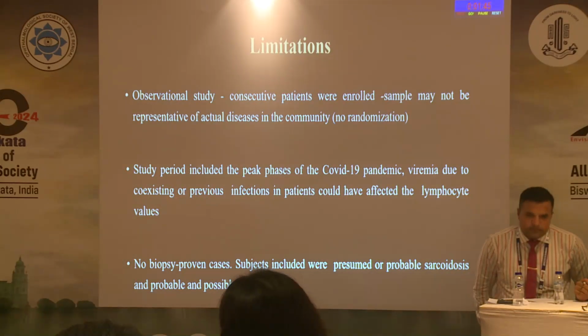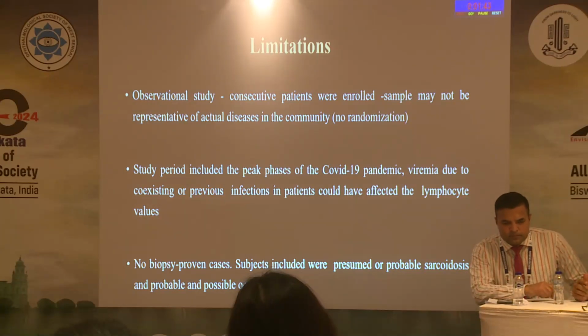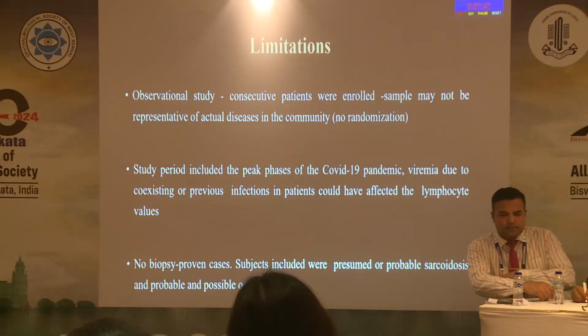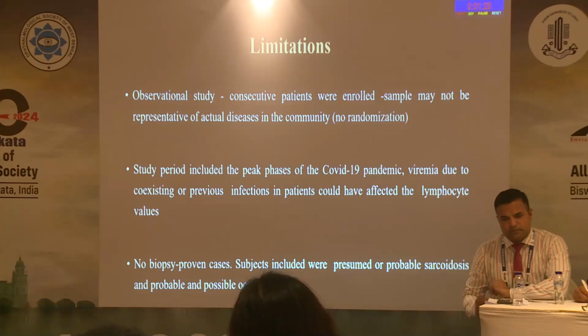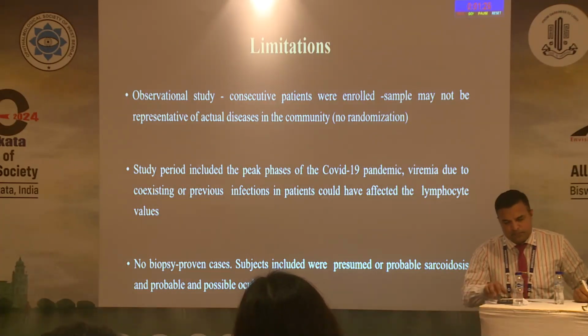This is an observational study where consecutive patients were enrolled, so there was no randomization. Also, the study period included the peak phases of the COVID pandemic, so viremia due to coexisting or previous infections could have affected the lymphocyte values. There were no biopsy-proven cases. Subjects included were either presumed or probable sarcoidosis and probable and possible ocular TB.